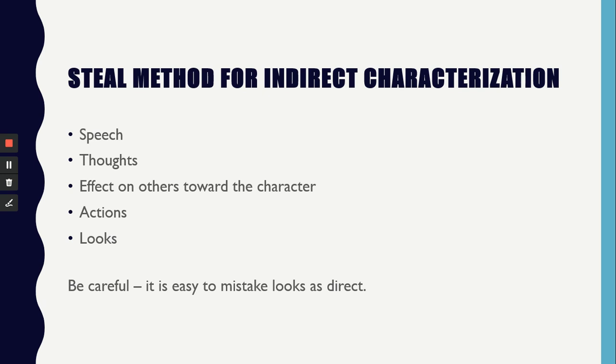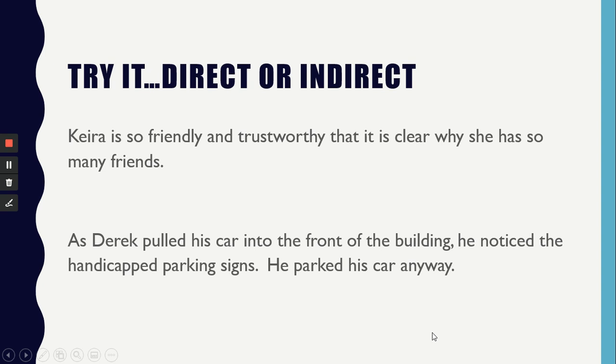It's really easy to mistake looks as direct because the writer might say that a girl has shiny hair. That doesn't really tell us anything directly about the character, even though it kind of seems like it. Instead, that might tell us that she cares about the way that she looks or something else about this character. So looks are always indirect characterization, not direct characterization. Just something to remember. So let's try it.